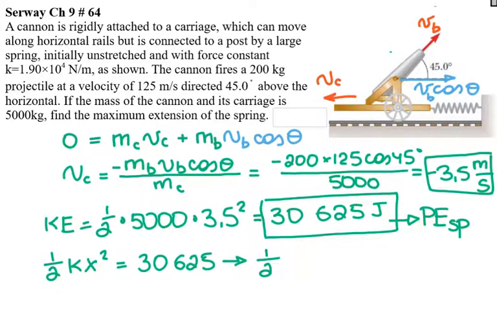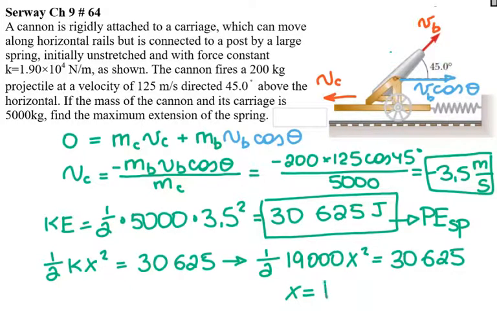So if I plug in my numbers, I have 1/2, k is given as 19,000, and x squared equals 30,625. So x is equal to 1.8 meters.